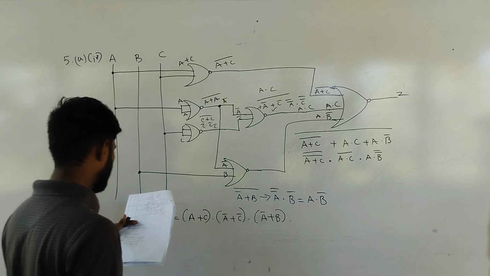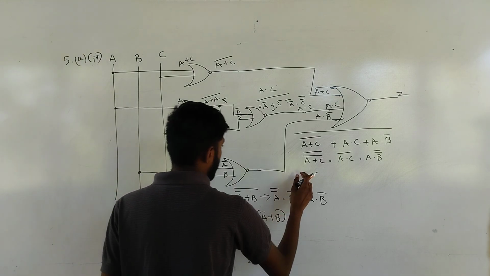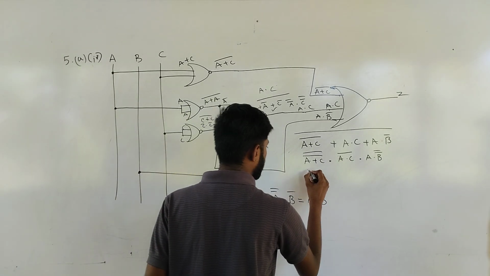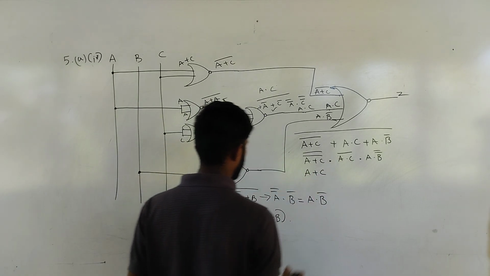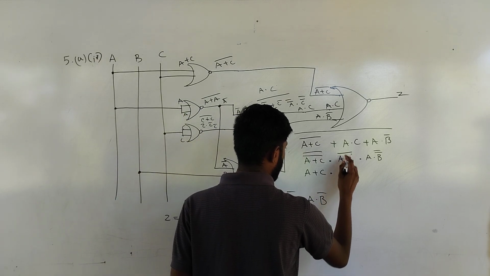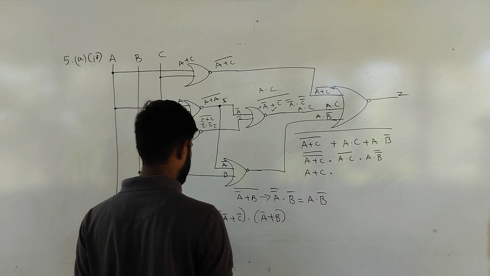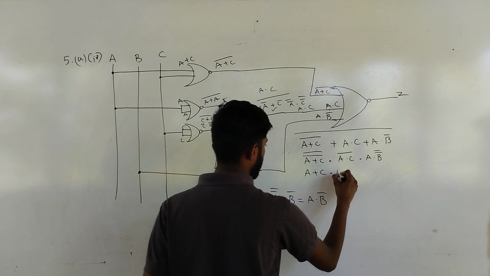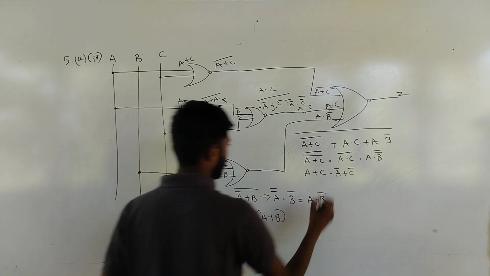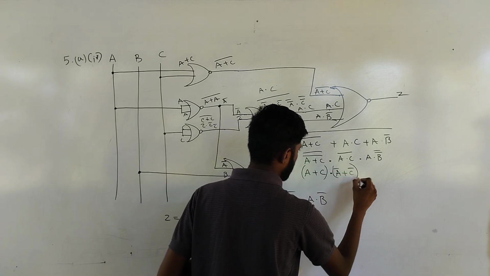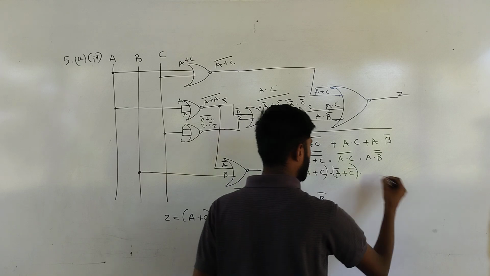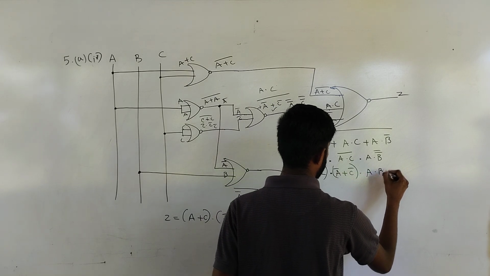Okay, so you guys know A double bar is equal to A. So A plus C whole thing double bar is going to be equal to A plus C. Then dot A dot C bar whole thing bar. So if you break this, A bar plus C bar. Then dot A dot B double bar. B double bar is equal to B. So A dot B.